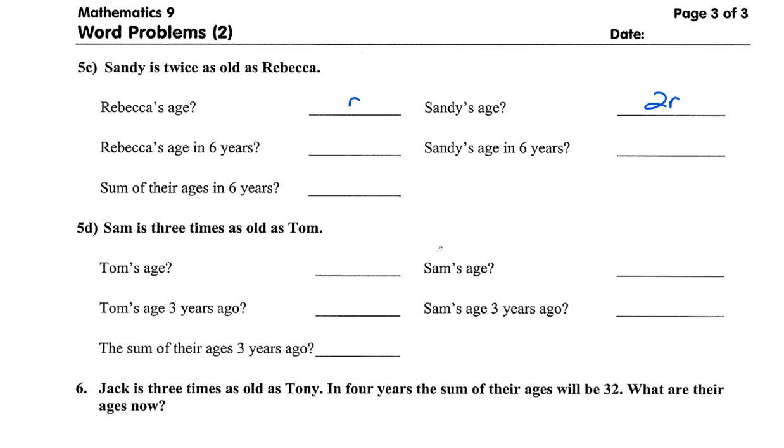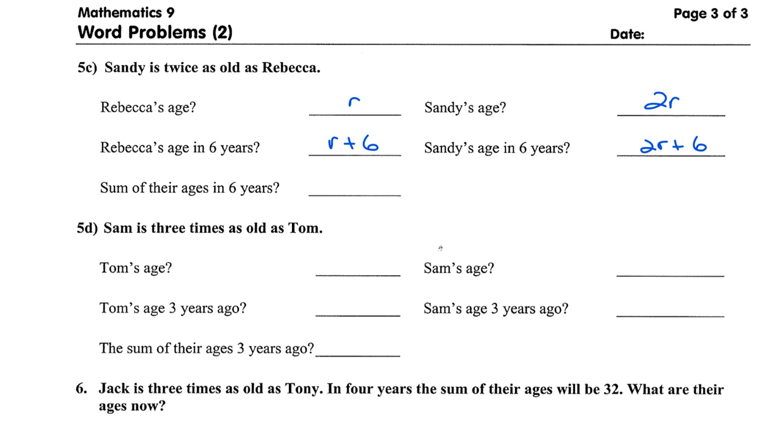Now, what's Rebecca's age in 6 years? That means 6 years from now. Well, if she's r years old right now, then 6 years from now, she's going to be r plus 6. Right? And 6 years from now, Sandy is going to be 2r plus 6, because if Sandy is 2r years old right now, then 6 years from now, she'll be 2r plus 6.